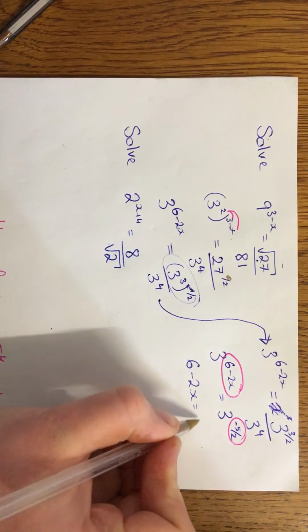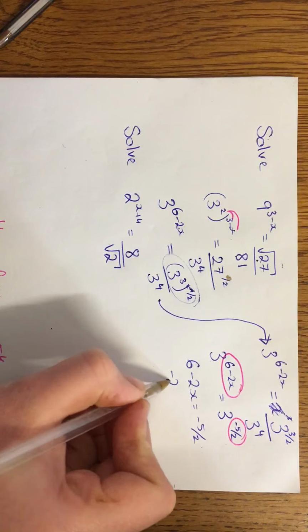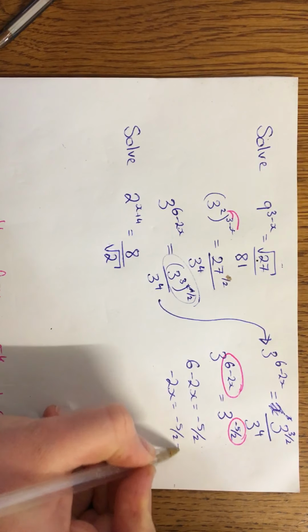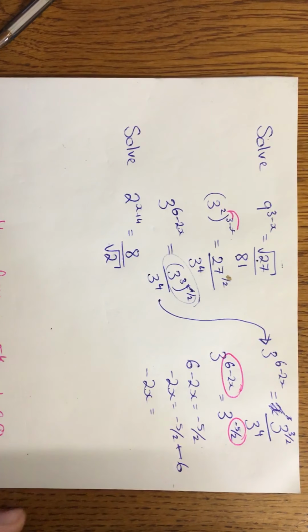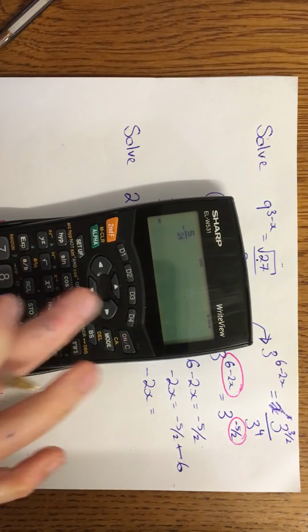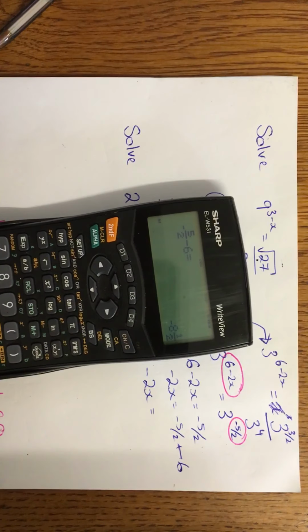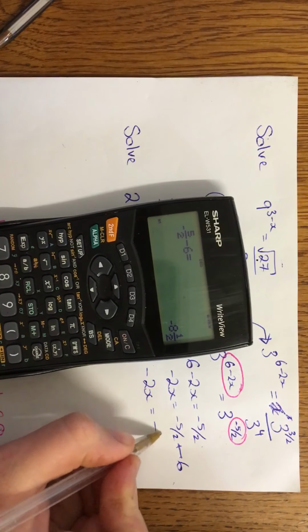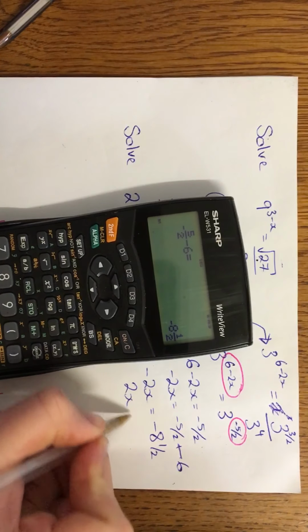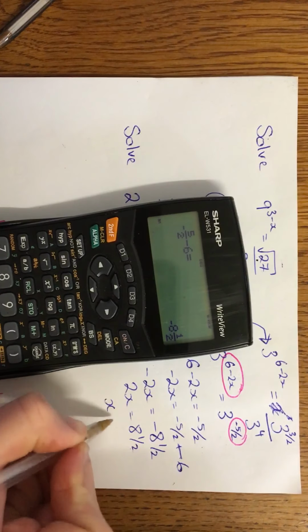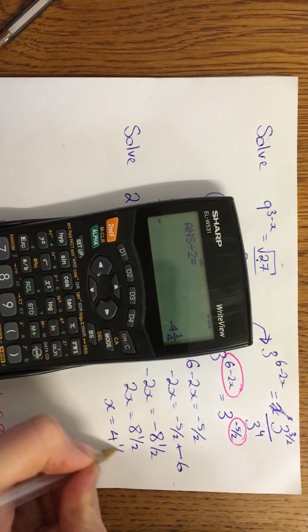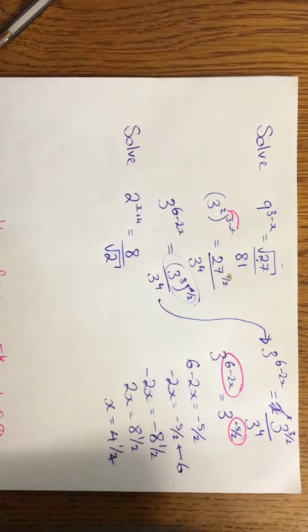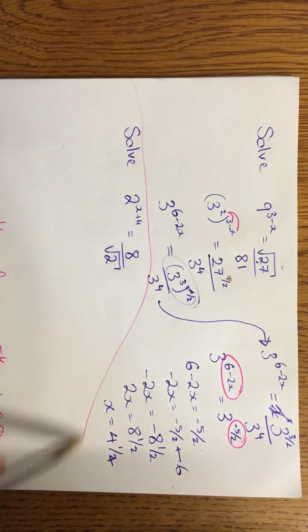6 minus 2x is equal to minus 5 over 2. So minus 2x equals minus 5 over 2 minus 6, because we're bringing it over. Minus 2x equals, so we minus 5 over 2 minus 6 is minus 8.5. So you have 2x is equal to 8.5. So x equals divided by 2, 4¼. Okay, 4¼. That was kind of a long enough one, wasn't it? Okay, so that is all of that together.